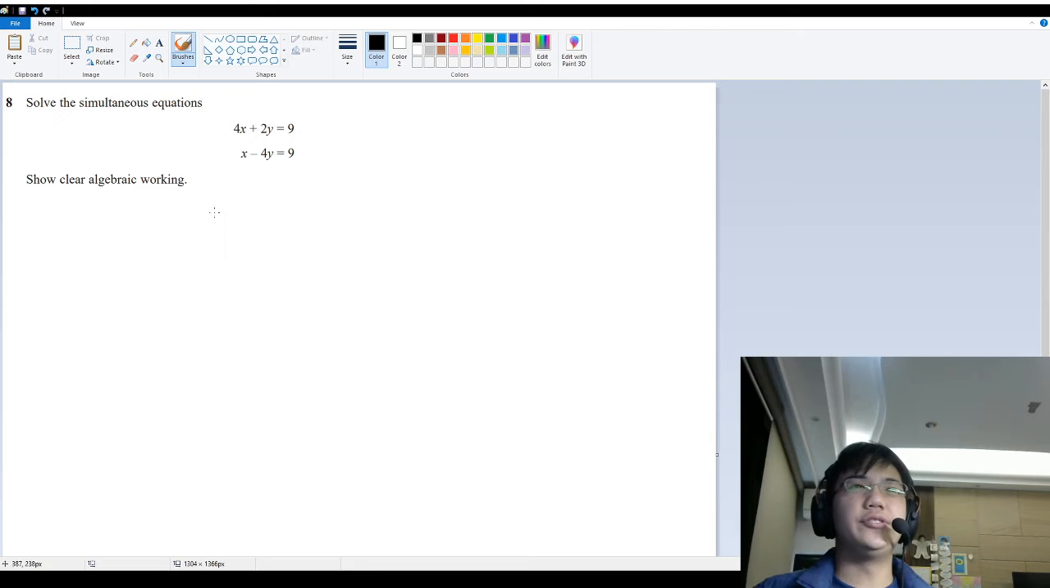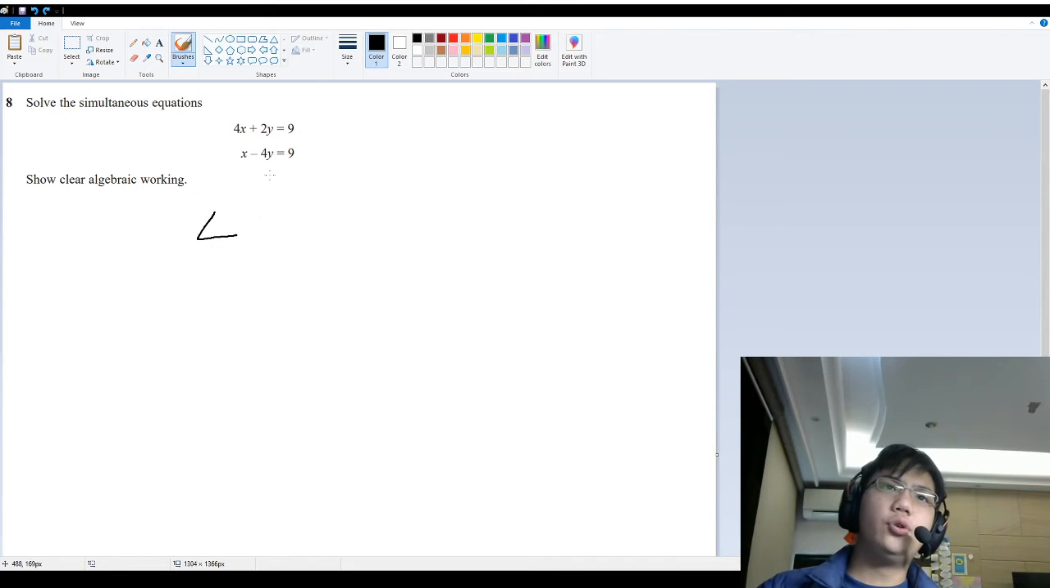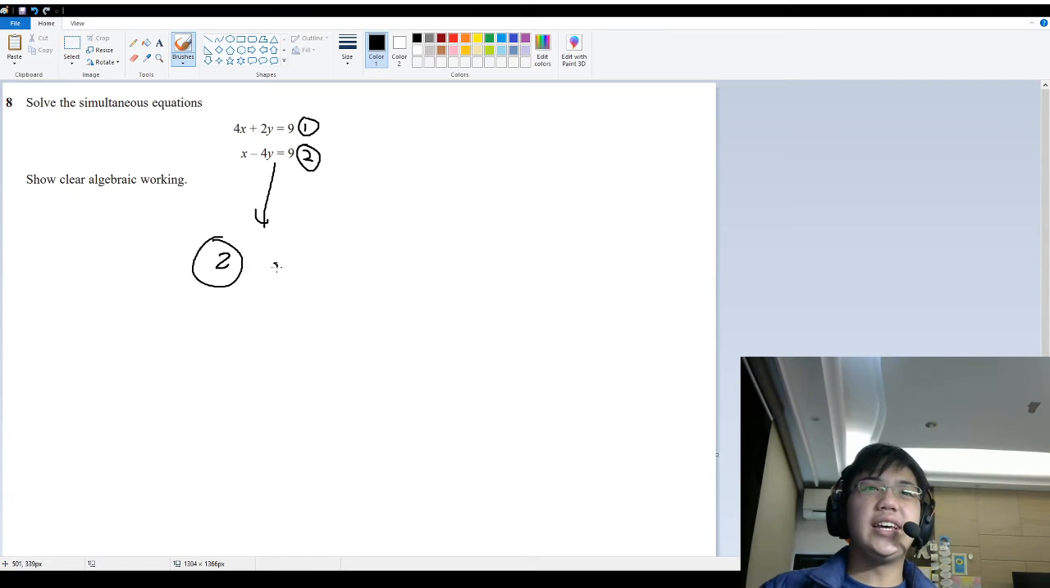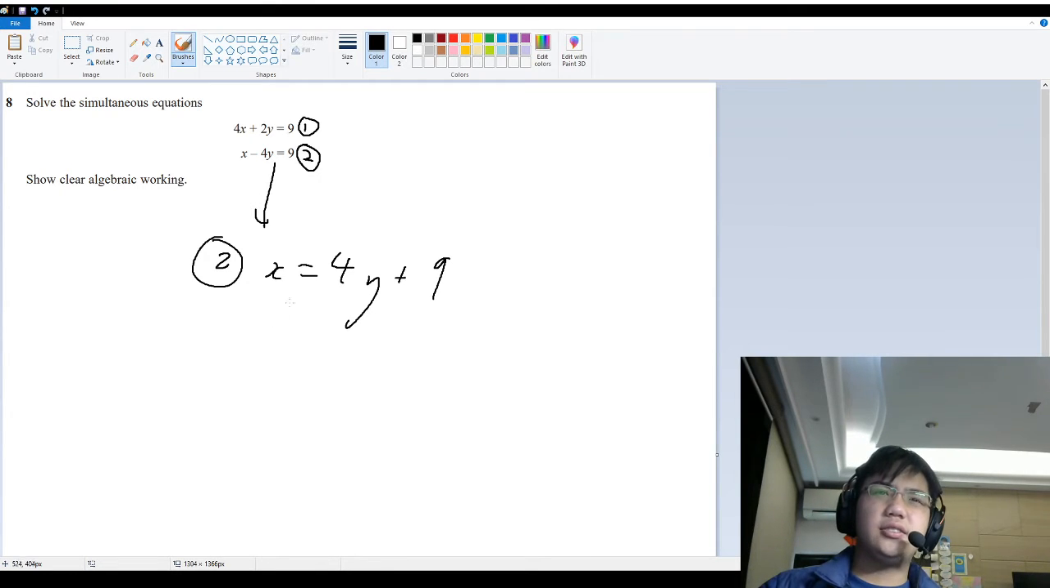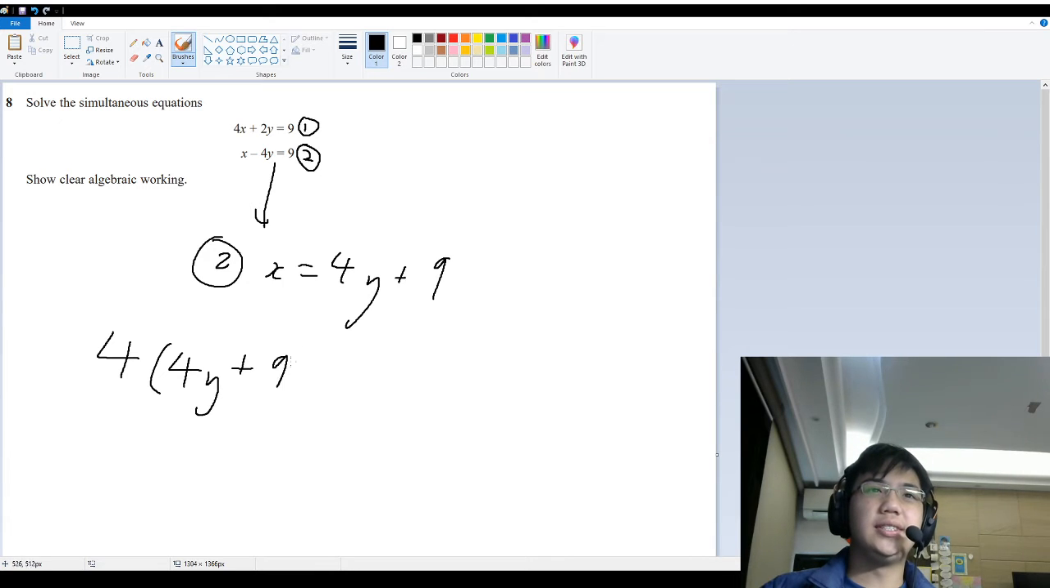Here we just have two different equations, so 4x plus 2y equals 9, x minus 4y equals 9. So we will label these equations 1 and 2. And from equation 2 you can rearrange the equation to say x equals 4y plus 9. And using this, we can substitute x in equation 1. So 4 times 4y plus 9 plus 2y equals 9.